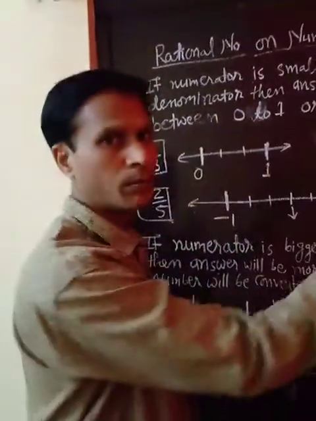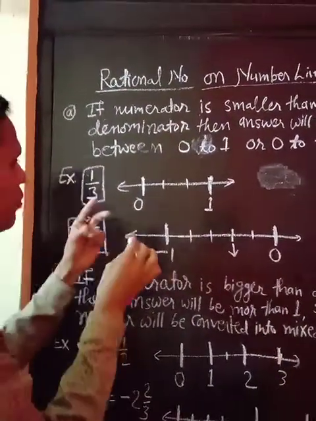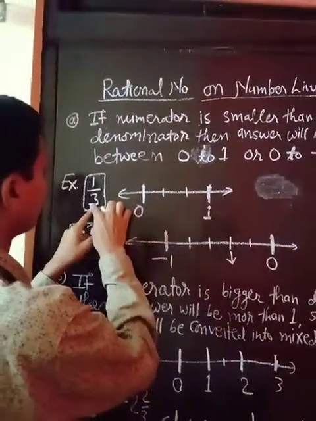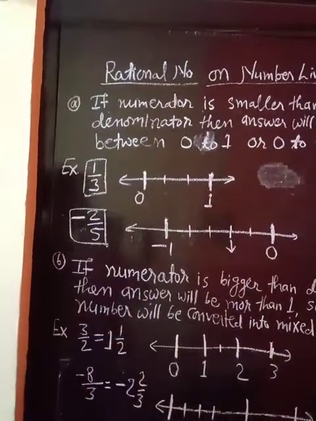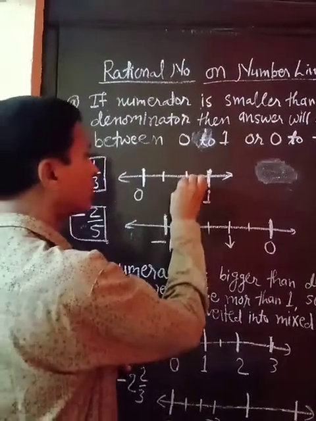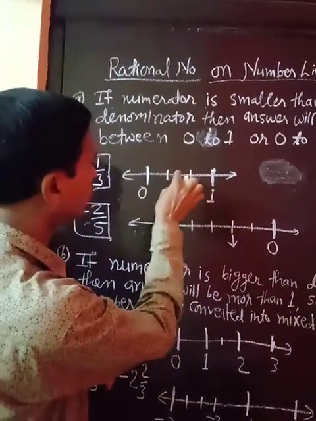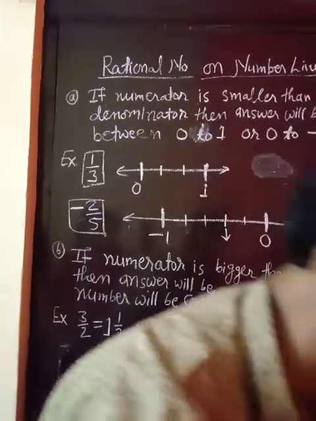So no need to draw more numbers on that side, and this 3 will be shown as 3 parts. We will divide 0 to 1 into 3 parts. So for dividing into 3 parts, how many dots will we make? Only 2. So you can see 1, 2, 3 divided. I can show this by experiment also.